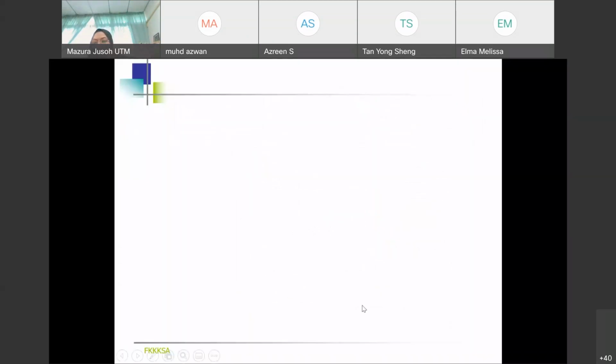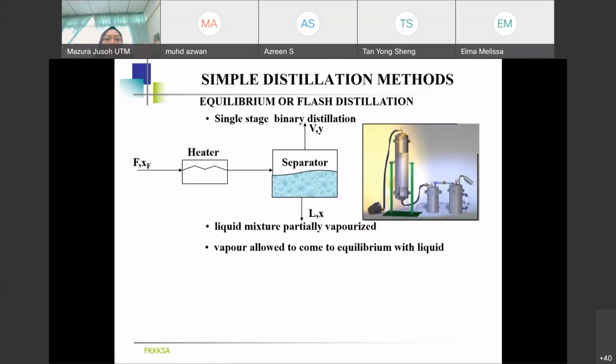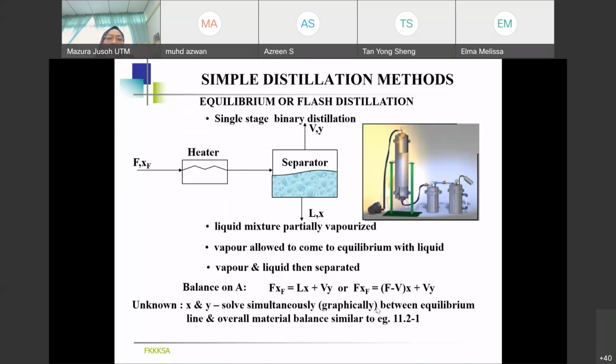I want you to read on this ya. This is simple distillation method. Just like a simple separator, there's no plates or whatsoever. You just have a heater to heat your vessel over here. This is like what I said, a flash distillation.